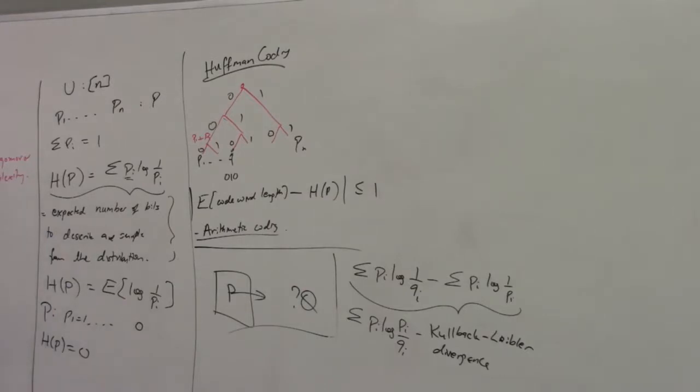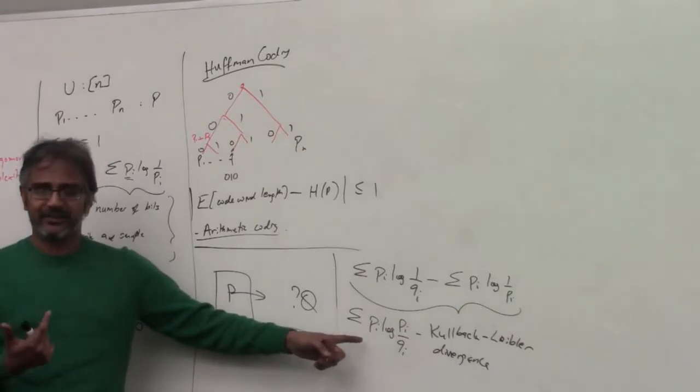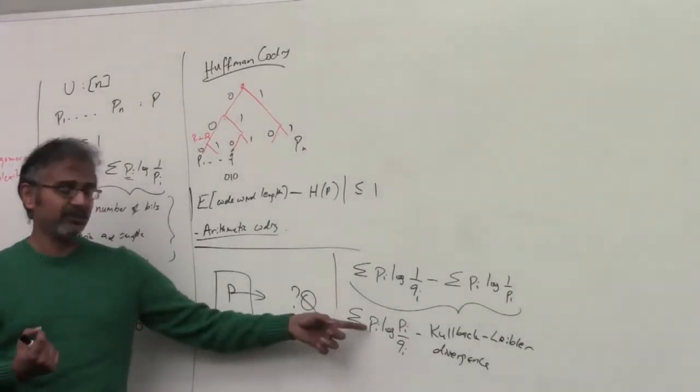It has many ways you can think about it. One way to think about it is the error in your Huffman code when you try to encode using Q when the distribution actually was P. It's not obvious this number should even be positive, but you can show it. This is a very fundamental lemma, and it's called the data processing inequality. And you can show this thing is positive.